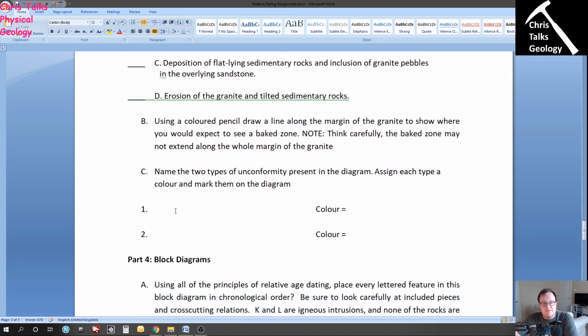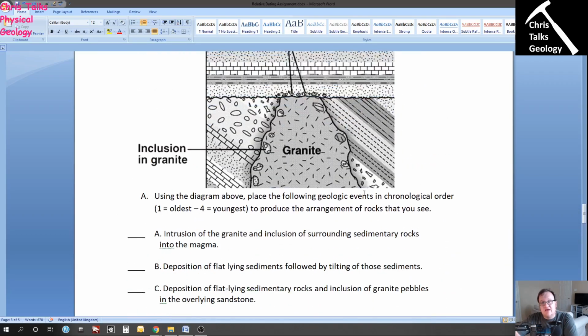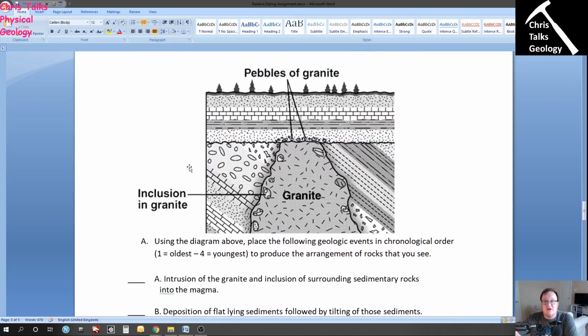So what about C? For part C, name the 2 types of unconformity present in the diagram. Assign each type a colour and mark them on the diagram. So name the 2 types of unconformity here. Give each type of unconformity a colour, and then mark their position on the diagram. Remember the unconformity types are angular unconformity, disconformity, nonconformity, and paraconformity.